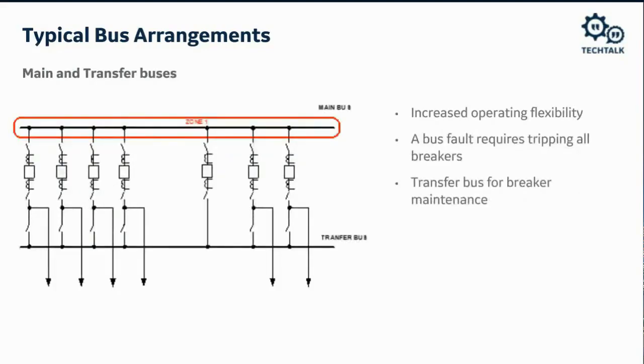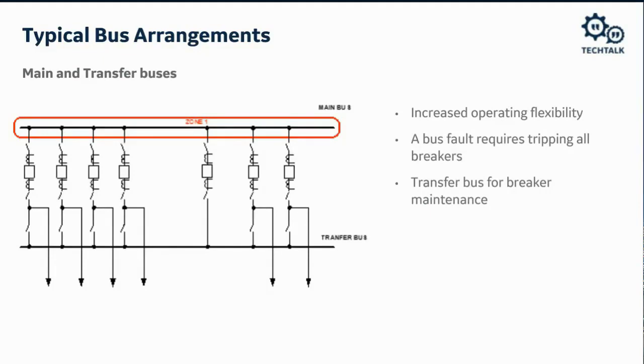Main and transfer bus schemes. In this scheme, there's basically a transfer bus. Normally, all our loads and sources are connected to the main bus. Then with the transfer bus, if we need to take an outage on the main bus, or if there's a fault on the main bus, we can quickly restore our loads and sources by transferring over to the transfer bus.